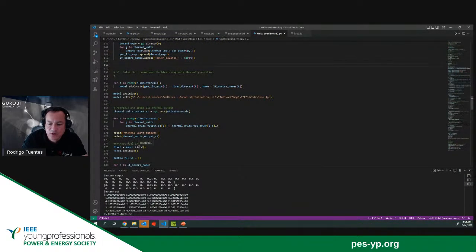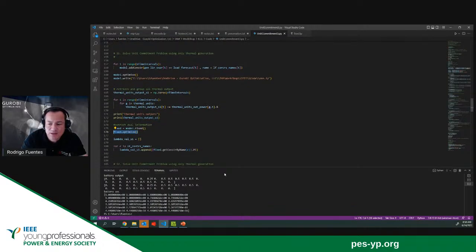And then we do the economic dispatch. So basically in Gurobi, when you solve a problem and you fix it, as you see here, this will fix all the binary variables. It will fix them at the value that we found to be optimal. And then we optimize only on the continuous variables.